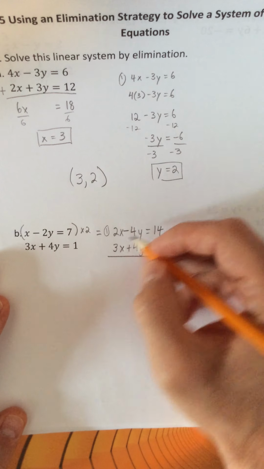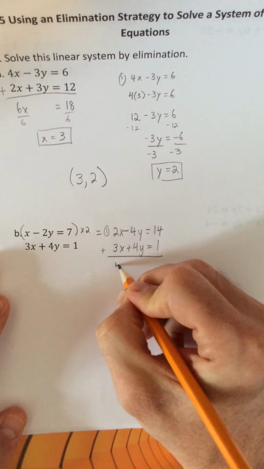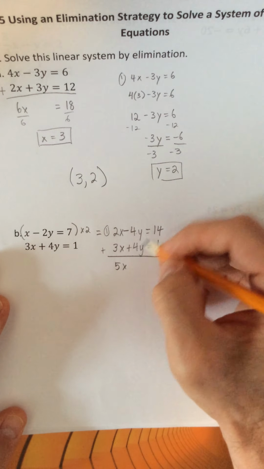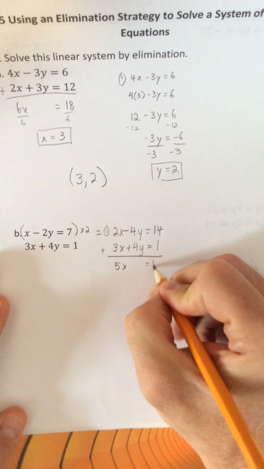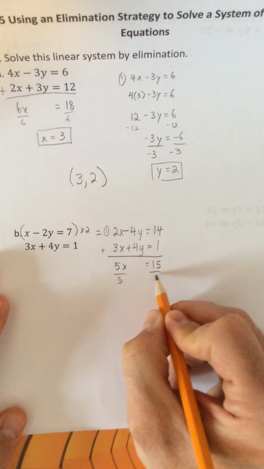So in this situation, when I add these equations together, if you look, 2x plus 3x is going to be 5x. -4y plus 4y is 0. And then 14 plus 1 is 15. So to isolate x, I just have to divide by 5.